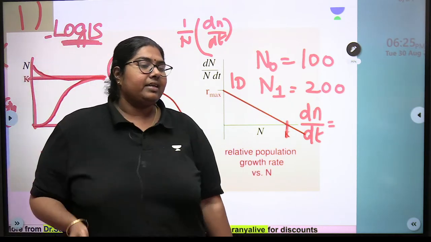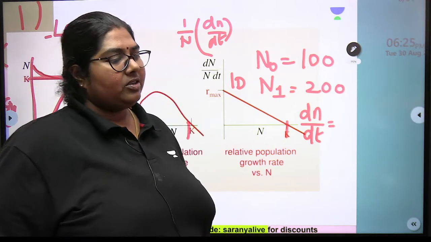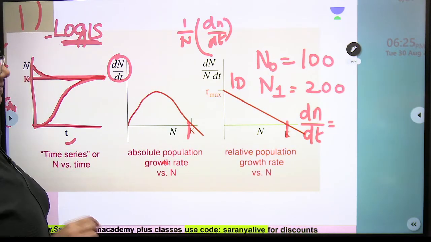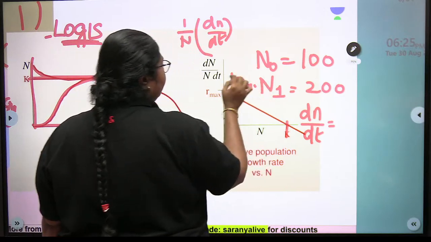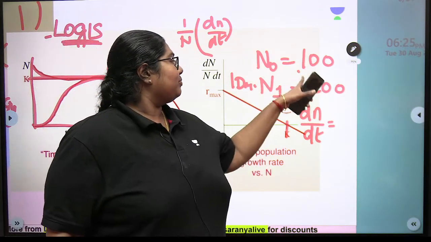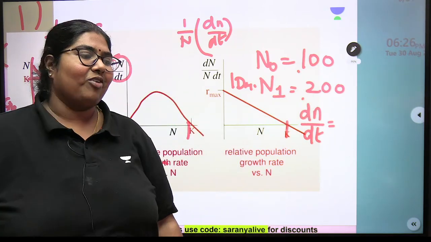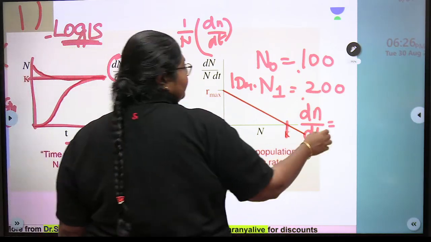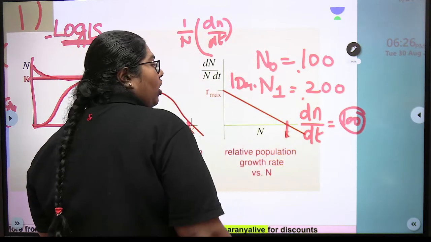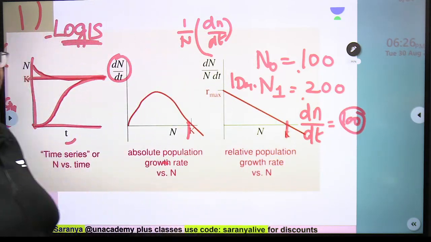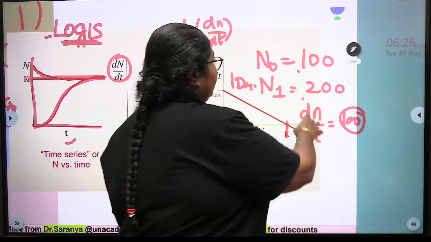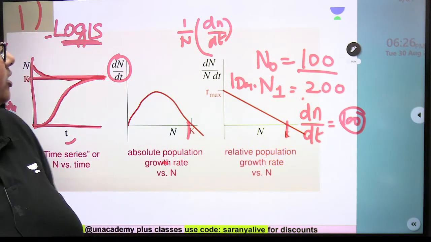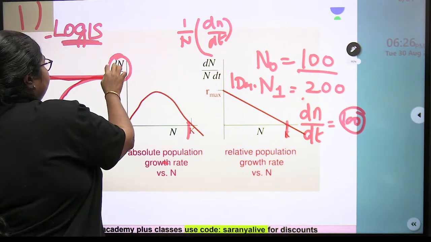So I have taken one day. In one day, 100 has become 200. So how much is the increase? The total is 200, but the increase is 100. If I want it in percentage, percentage also is the same because n naught is 100, so it is a 100% increase. So your dn by dt is 100 only. That increase alone is mentioned here.